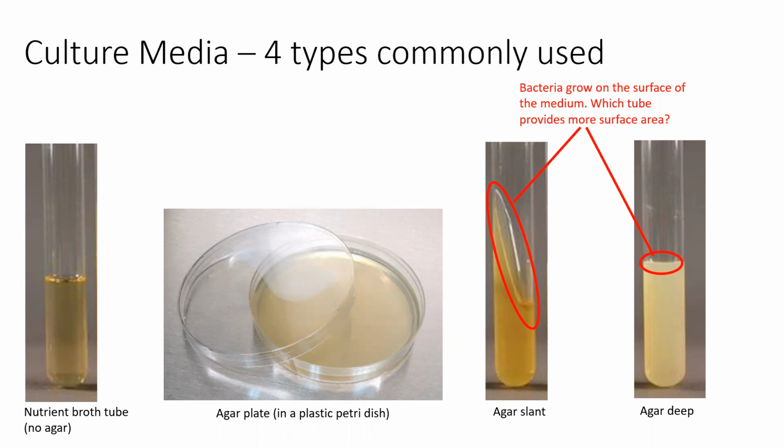So we don't use the deeps very often, but it is nice because we use it for motility and for oxygen requirements, because there's less oxygen at the bottom of this solid tube of media and there's more oxygen at the top. So when you stab the agar with an organism, if it tends to grow near the top of the tube, that means it requires a lot of oxygen. If it grows at the bottom of the tube, it does not require oxygen. And then there's options in between.